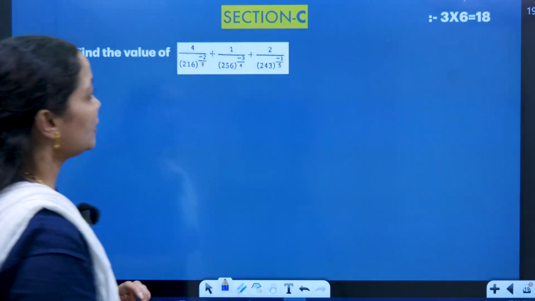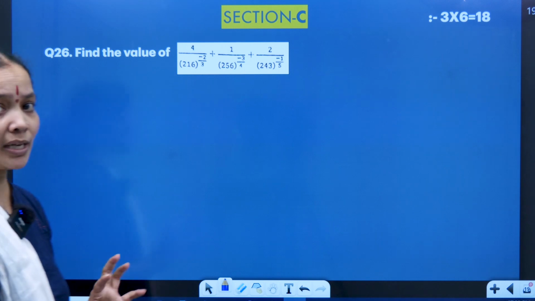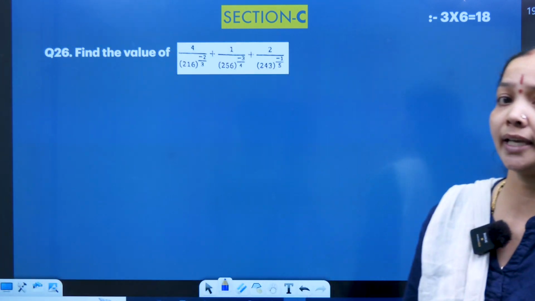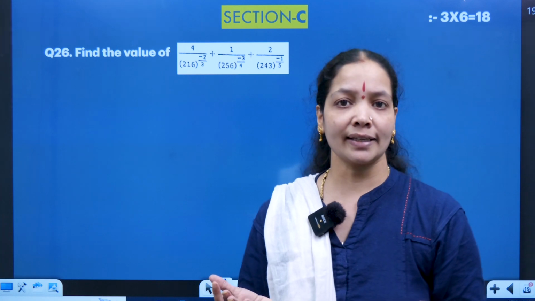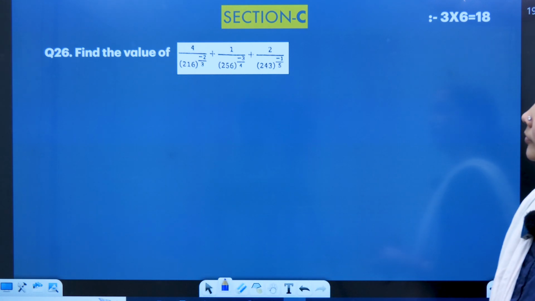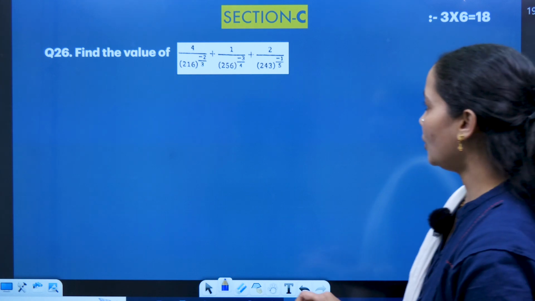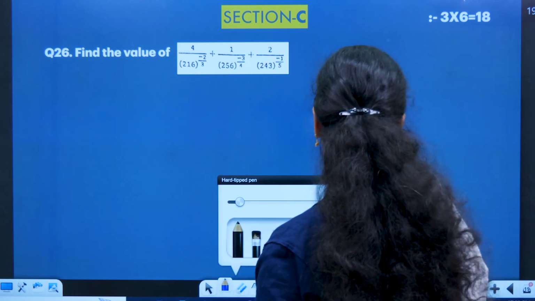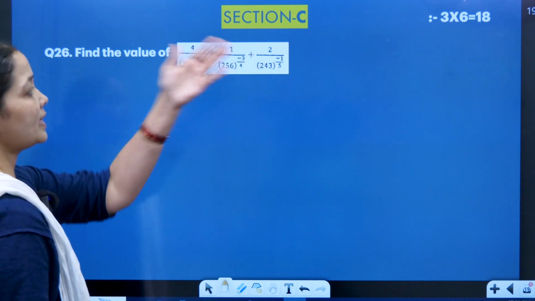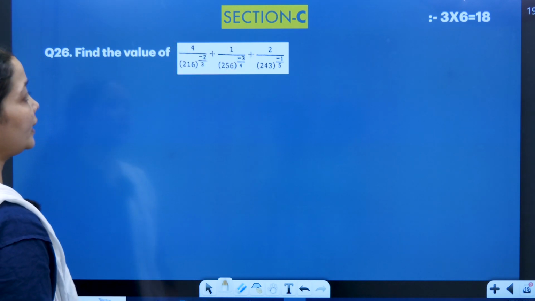So moving to section C, which carries 3 mark questions. There are 6 questions based on 3 markers and it is taking the huge part of the marking scheme. 18 marks is covered in this particular section. They are asking me to find the value of 4 divided by 216 power something, and the question is given here. Let us quickly do it.